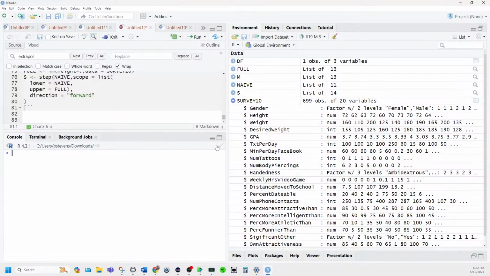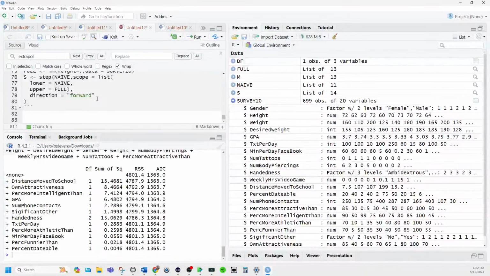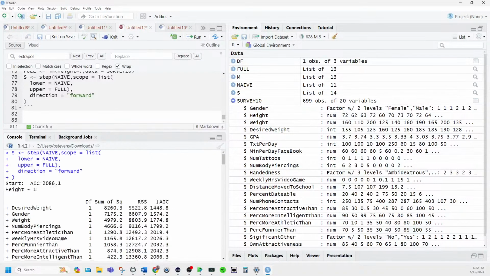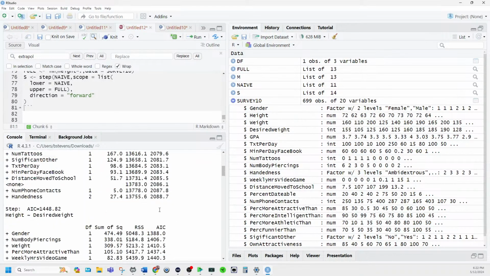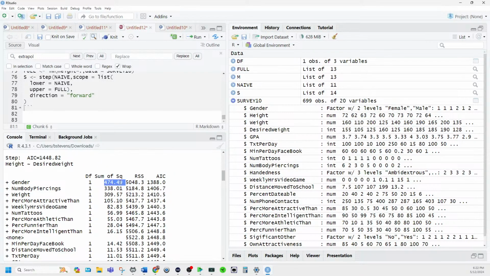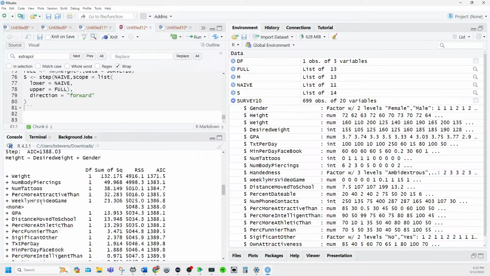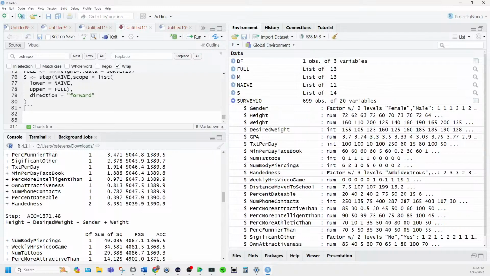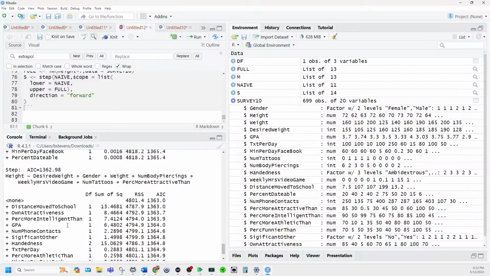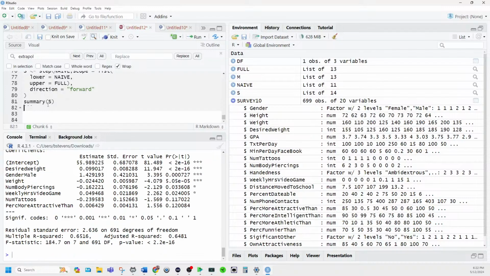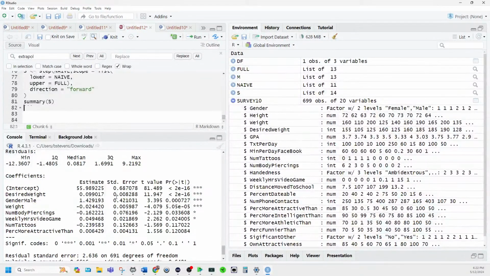Here is the step procedure, and the trace is currently on. It's on by default. Trace lets you see the output of it. You can see the steps it did where it entered in desired weight. It then entered in gender, and you can watch the variables being entered into the model. After entering in gender, it entered in weight. It then entered in number of body piercings and kept proceeding till it gave the final model. And then we can even see a summary of the final model right here to see what it made.